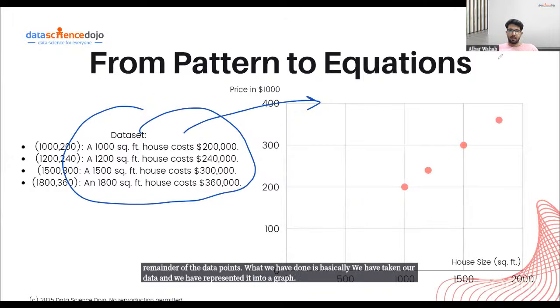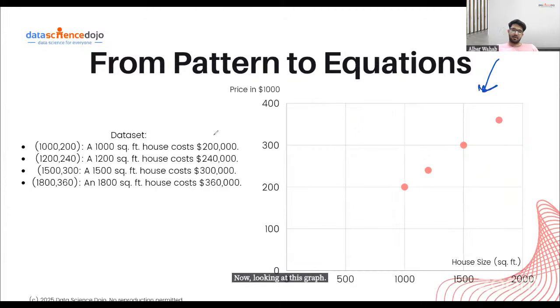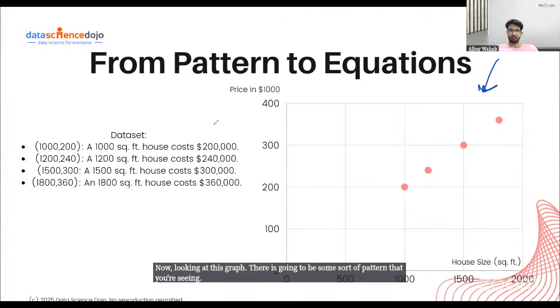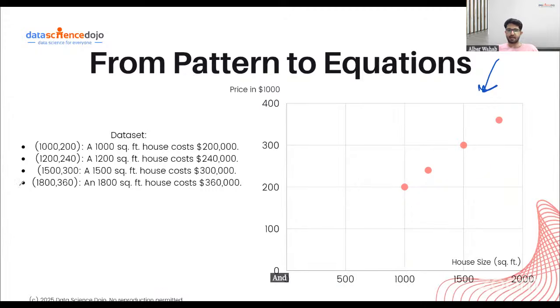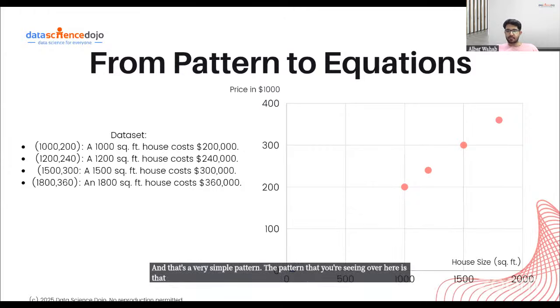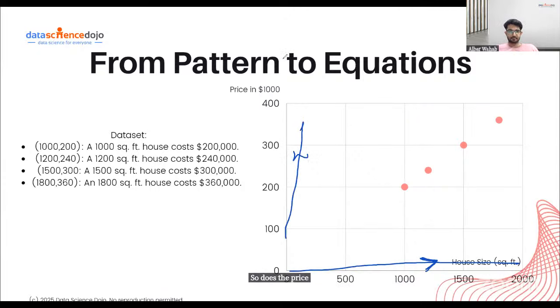Now, looking at this graph, there's going to be some sort of pattern that you're seeing. And that's a very simple pattern. The pattern that you're seeing over here is that as the house size increases, so does the price of the house. That means a bigger house is going to cost more.